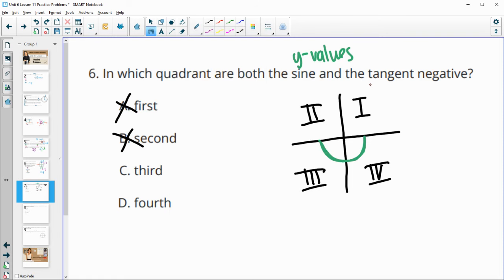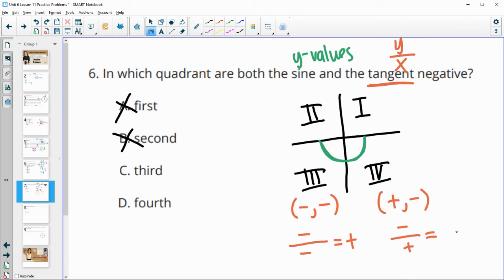Then we want to be looking at tangent. And remember, tangent is the y value divided by the x. So in this quadrant, the x and y are both negative. So if we do a negative number divided by a negative number, that means the tangent would be positive in this third quadrant. Where here we have a positive x and a negative y. So when we do a negative divided by a positive, that gives us a negative number. So tangent is going to be negative in the fourth. So both tangent and sine are negative in the fourth quadrant.